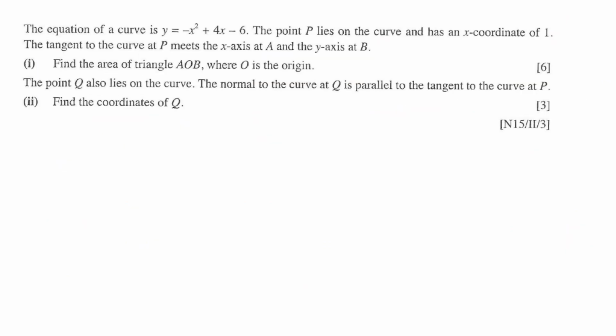Right, let's look at this question here. So we have a curve, this n-shaped curve. How do you know it's an n-shaped curve? If you look at the coefficients of negative x squared, that is negative 1 times x squared. So the coefficients is negative 1, so it's an n-shaped curve. So on this n-shaped curve, we have a point P, and this point P has x coordinate x equals to 1, so that's point P, and then the tangent to the curve at P meets the x-axis at A and the y-axis at B.